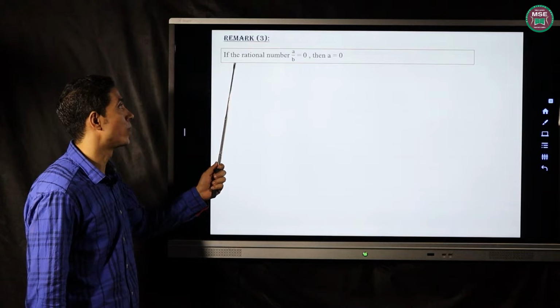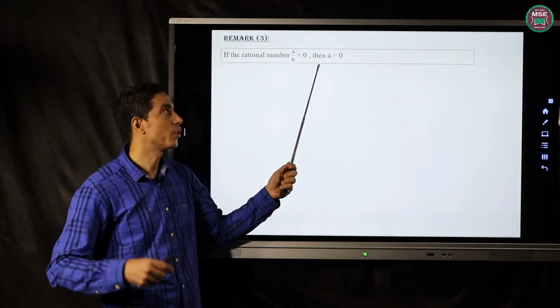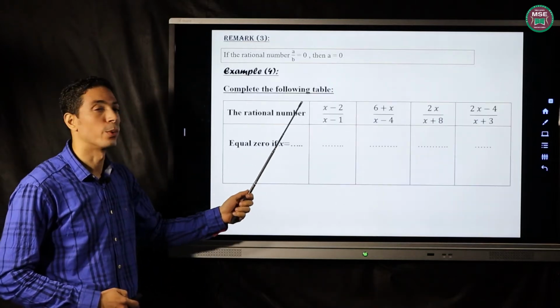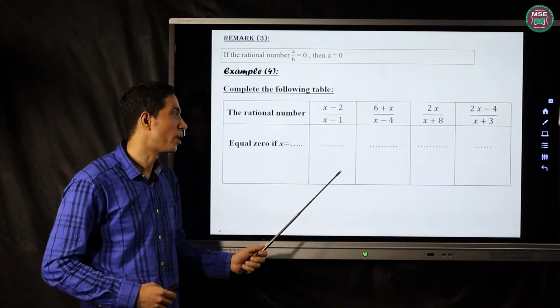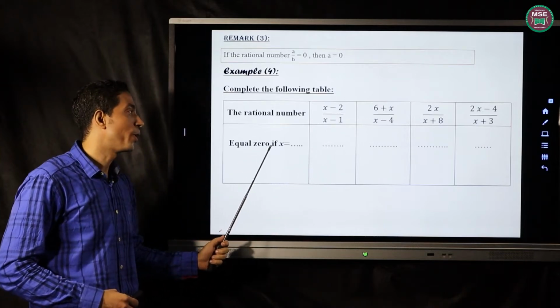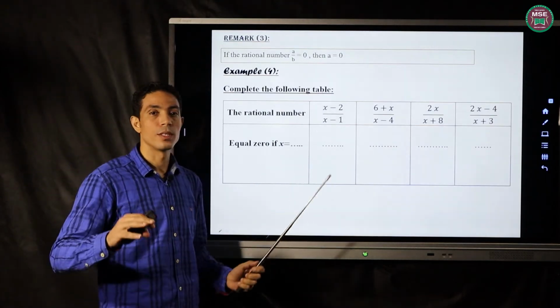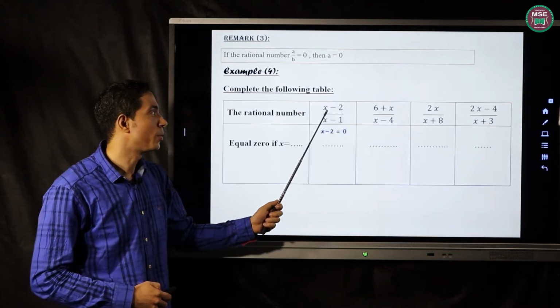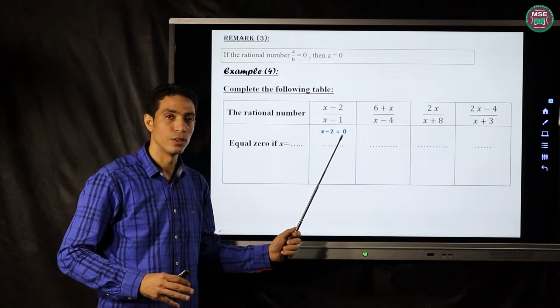Remark 3: if the rational number a over b equals 0, then the numerator a must equal 0. Example 4: complete the following table. The rational number (x minus 2) over (x minus 1) is equal to 0 if x equals what? Because this fraction equals 0, the numerator must equal 0. Then we take the numerator x minus 2, and it must be equal to 0.